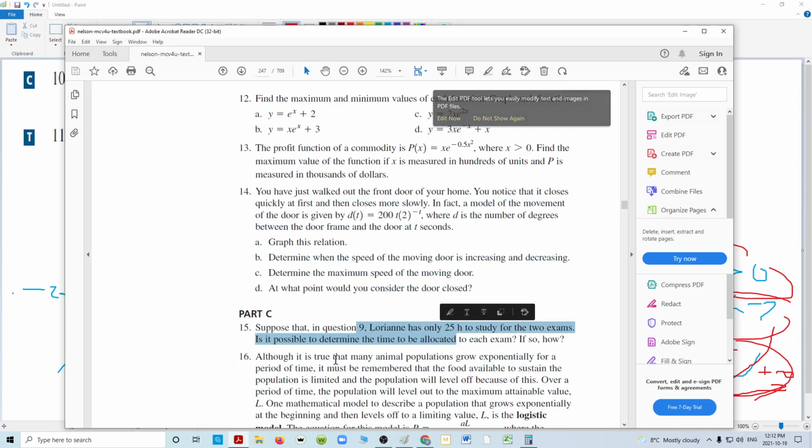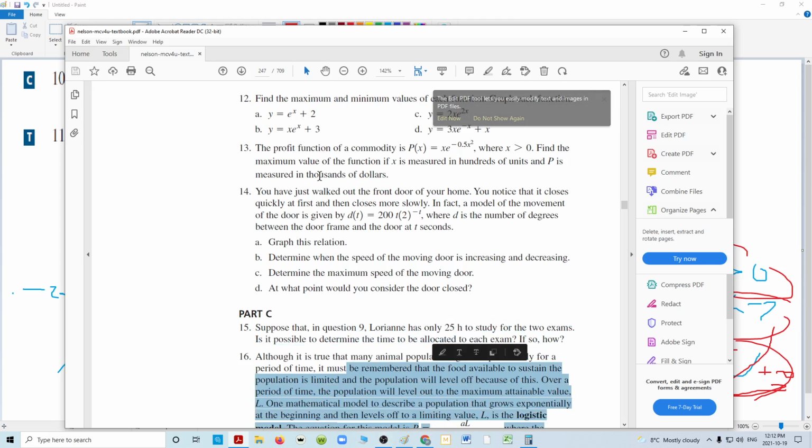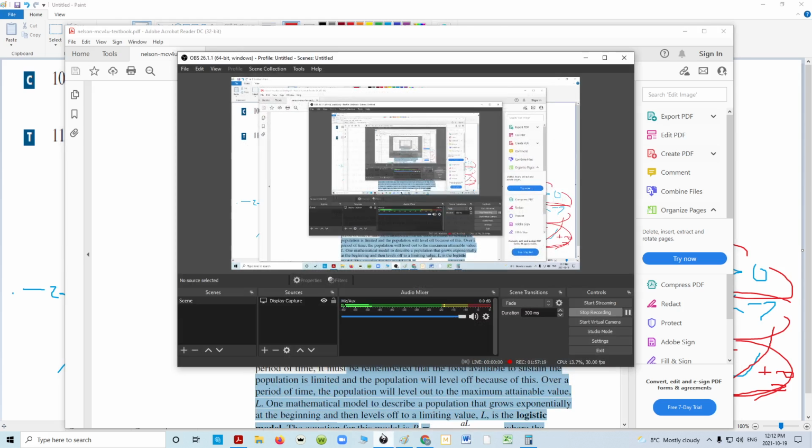This one we discussed, and this one I'll probably skip because it's a conceptual question. But I will do 12, 13, and 14. Just not right now.